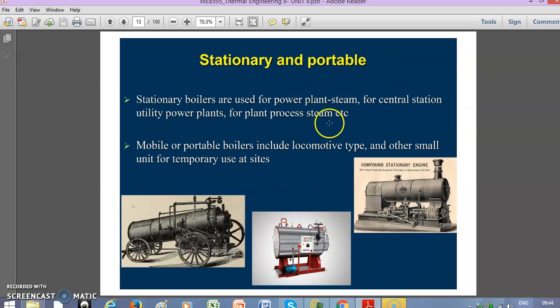And stationary and portable. These are some of the stationary boilers, and this is one portable boiler, which can be moved from one place to another. Yeah, thank you.